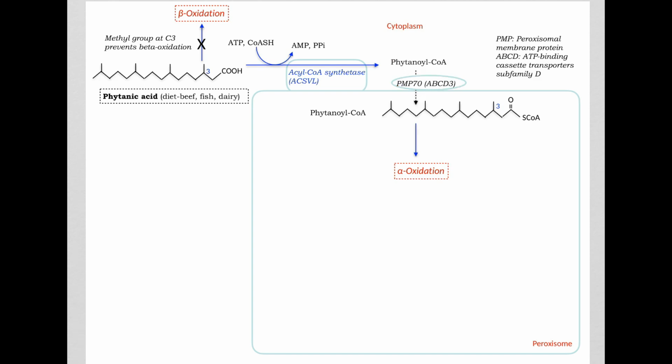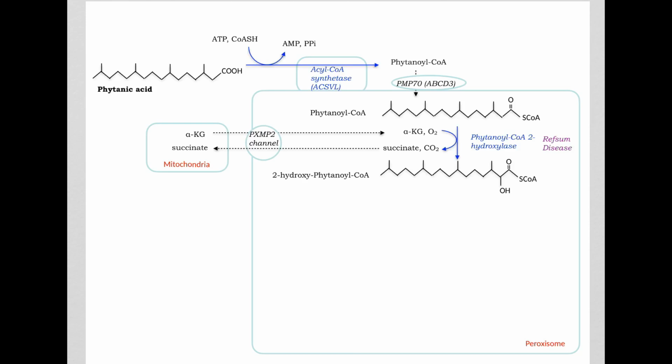As a healthcare professional, it is important to also know the names of some of these transport proteins, because genetic diseases may affect not only enzymes but also transport proteins. So PMP is peroxisomal membrane protein, while in ABCD, the ABC stands for ATP binding cassette transporters, and D stands for subfamily D.